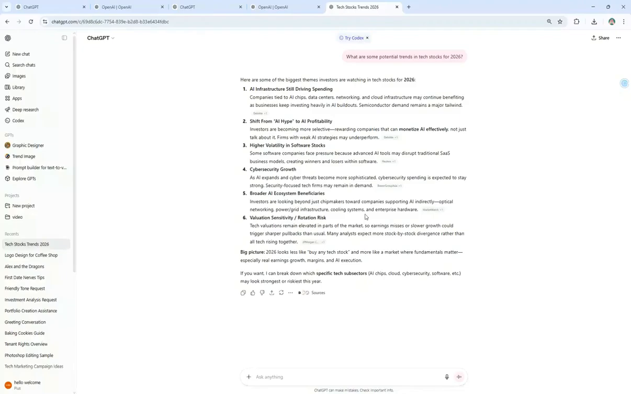Don't forget that while ChatGPT can assist with analysis, it's always good to verify information with other reliable sources before making any trading decisions. And that's how you can leverage ChatGPT for trading insights.